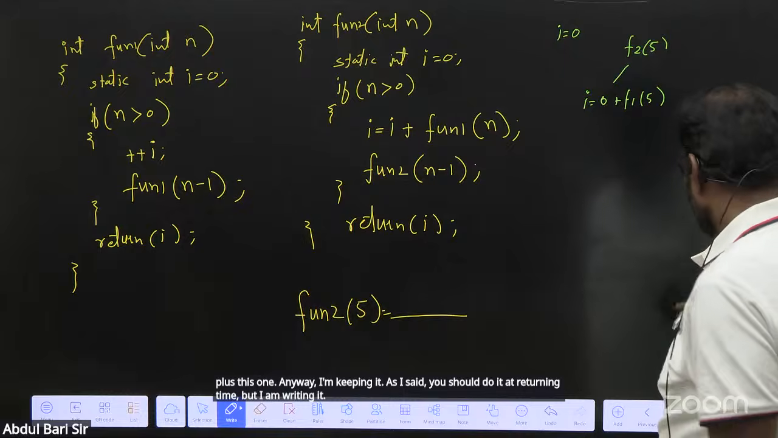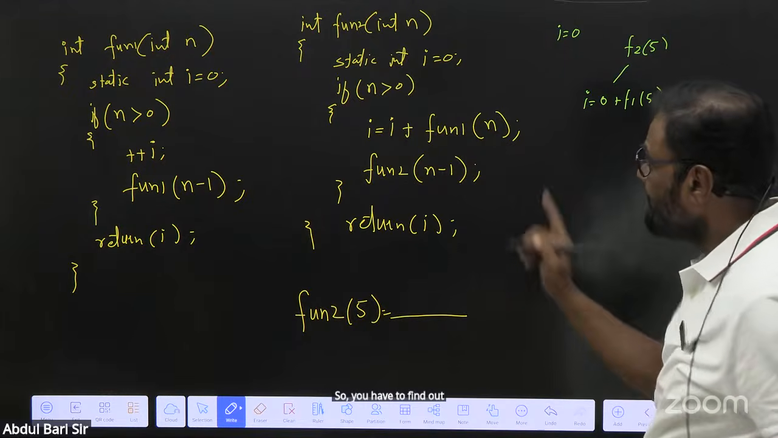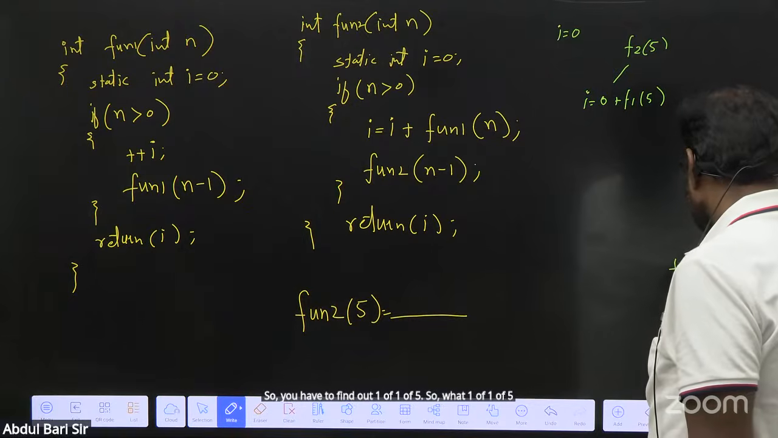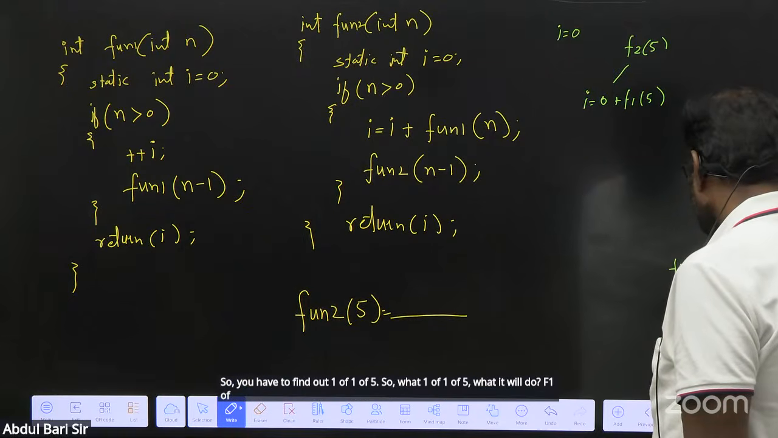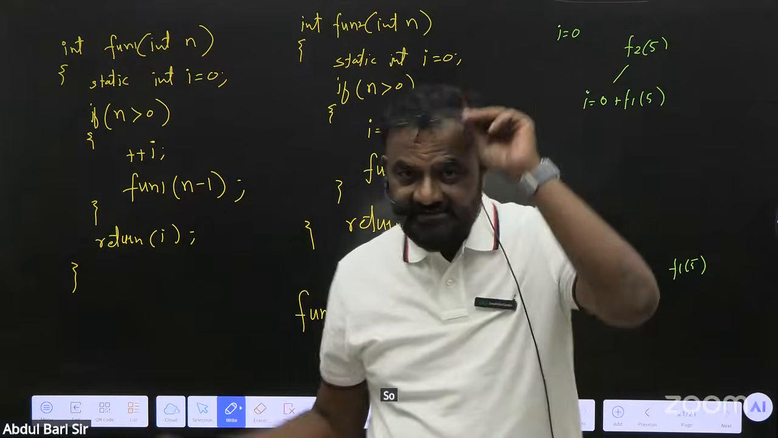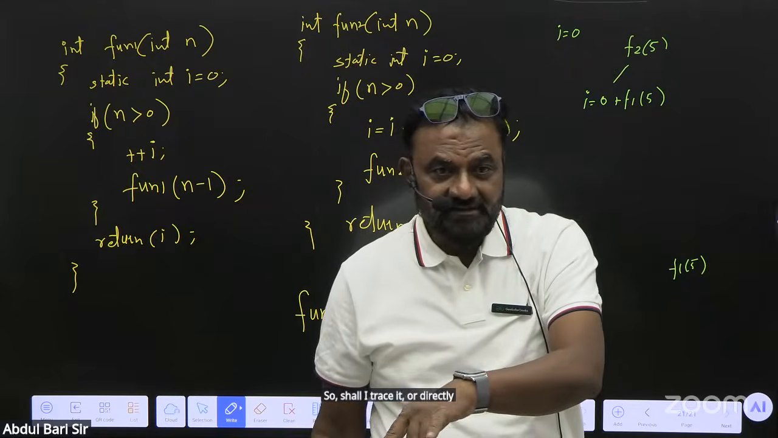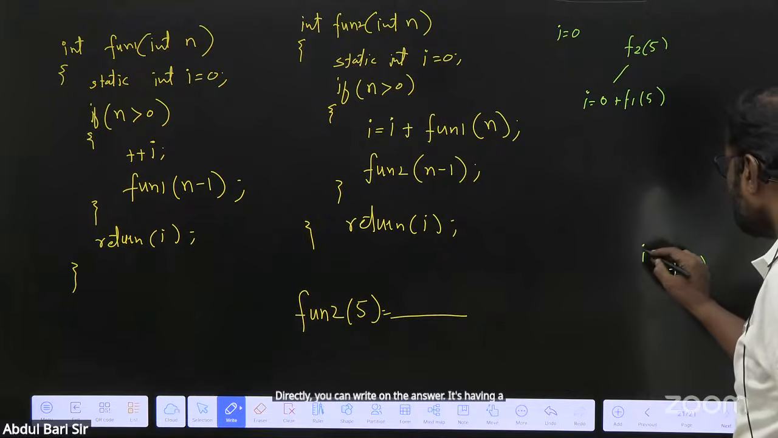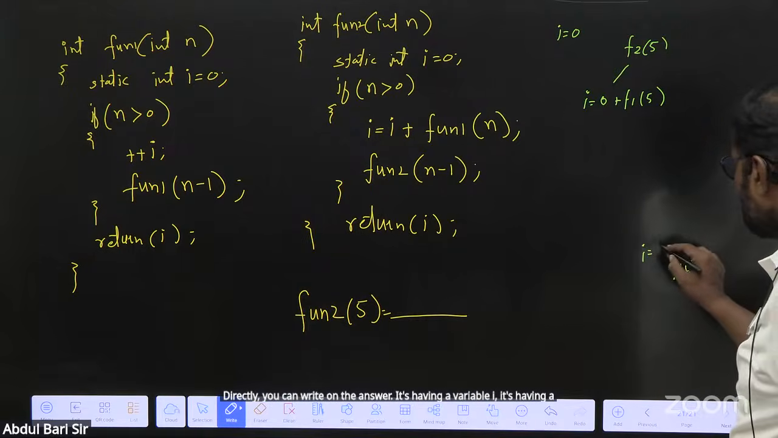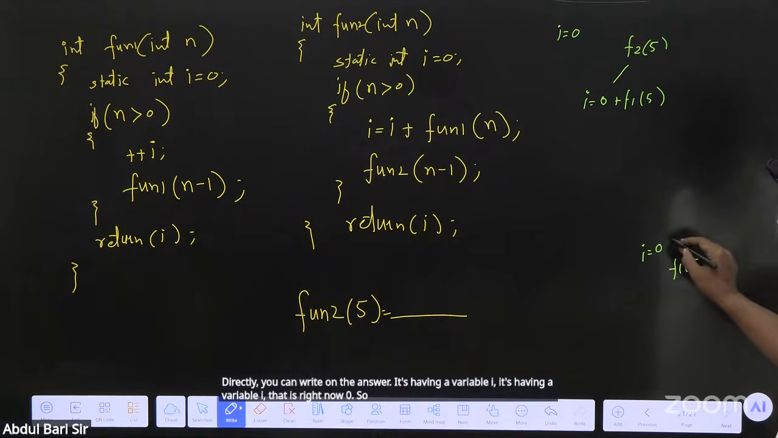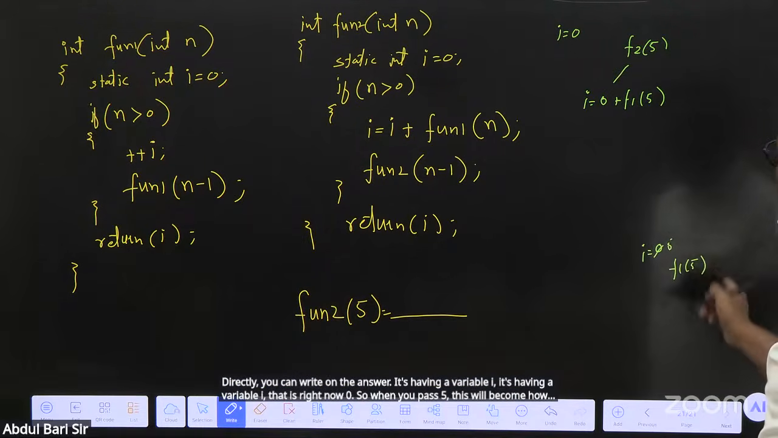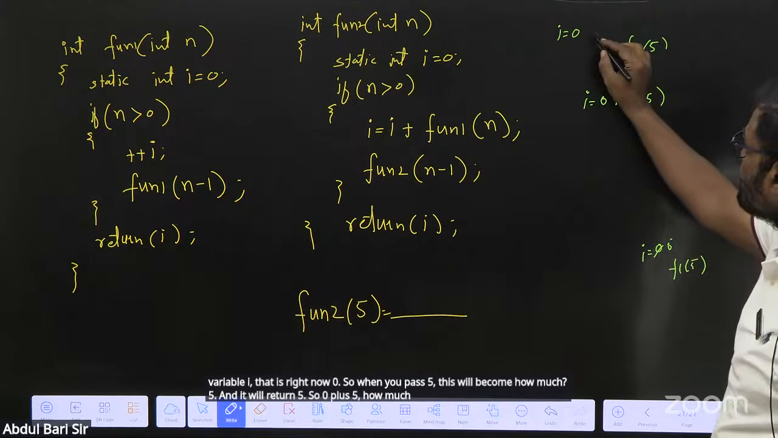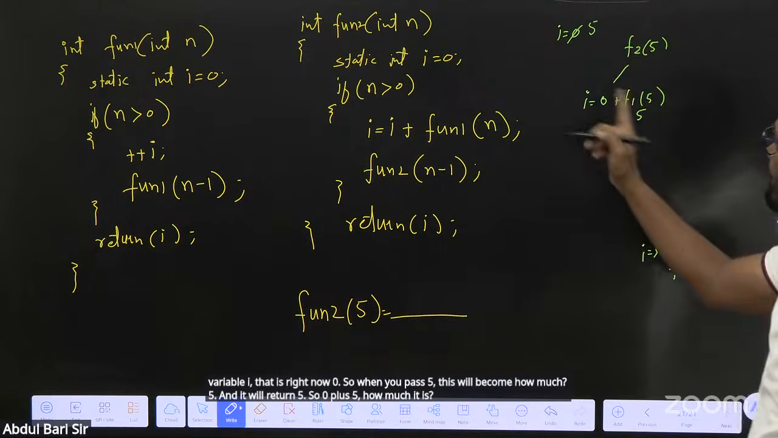So fun 1 of 5. You have to find out what F1 of 5 will do. Shall I trace it, or should we directly write down the answer? Directly you can write down the answer. It has a variable I that is right now 0. When you pass 5, this will become 5 and it will return 5. So 0 plus 5 is 5. This I will become 5.